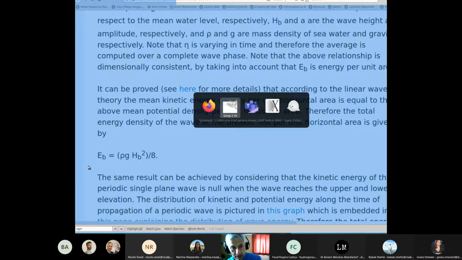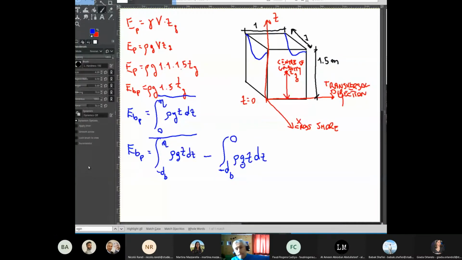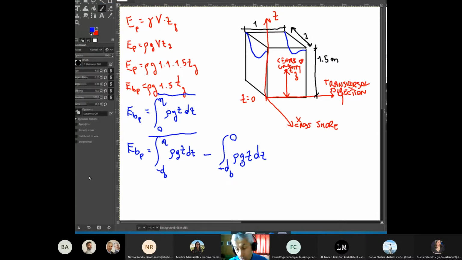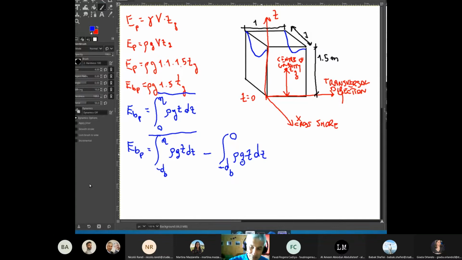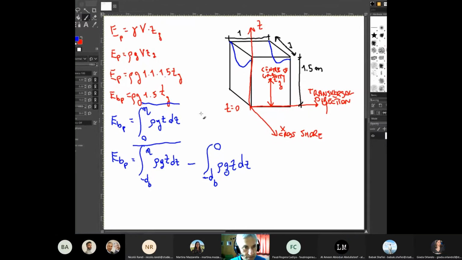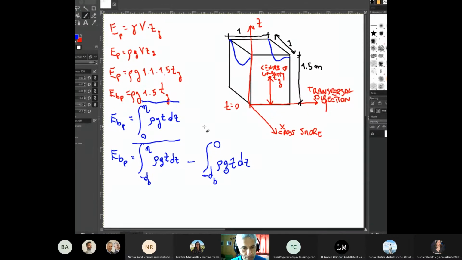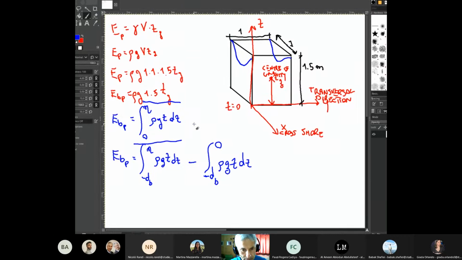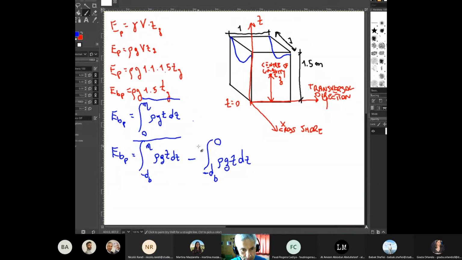So let me go back to the graphic window. I hope that this explains better what we did. And in particular, I hope it explains better what we obtained. And I hope you understood why we obtained an energy per unit horizontal area, which is something that, I believe, probably was not so clear before. Do you have any question on this? No questions. Okay.